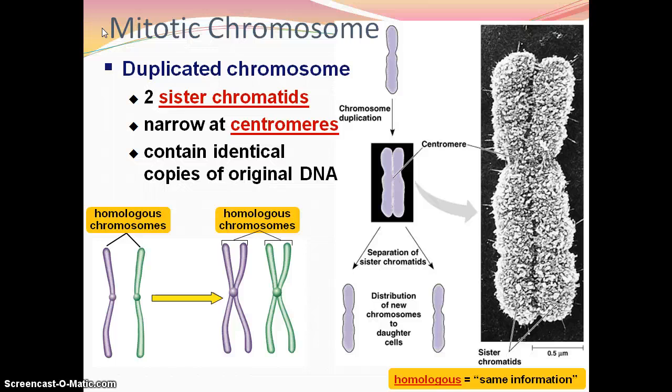If we are going through replication, then we get identical copies of each one. As you can see in the picture, going from homologous chromosome to sister chromatids that are together, from left to right, it goes from single-stranded to double-stranded.